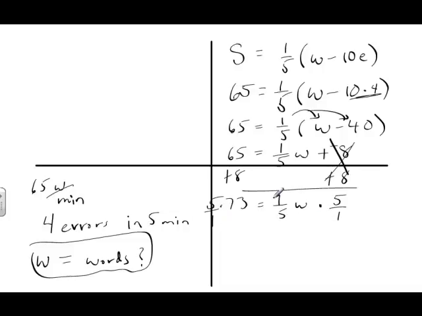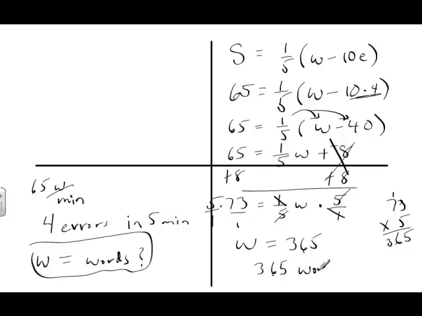And lo and behold, look what happens. The 1 and the 1 cancel, and the 5 and the 5 cancel. So I'm now left with my words, and then we just multiply here. So what side would I need to use a calculator? Oh, wrong side. 365 words.